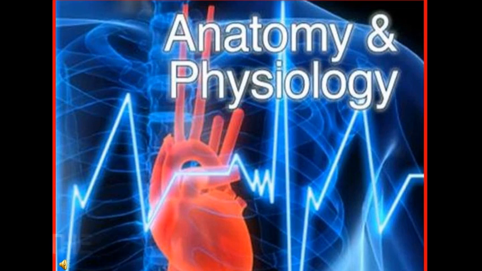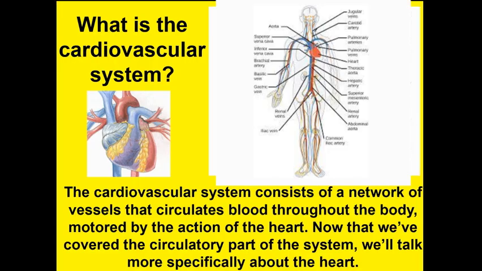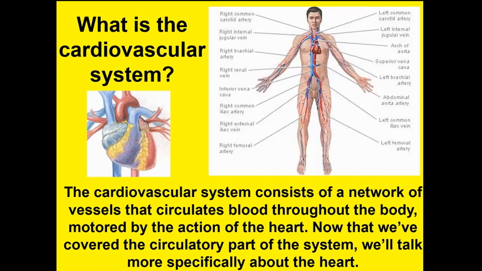Today we're going to be learning about the parts of the heart. So let's start with what the cardiovascular system is. The cardiovascular system consists of a network of vessels that circulate blood throughout the body. They're monitored by the action of the heart. So this includes the pumping and the pulse of the heart. Now that we have talked about the circulatory part of the system, we'll talk more specifically about the heart in this video.